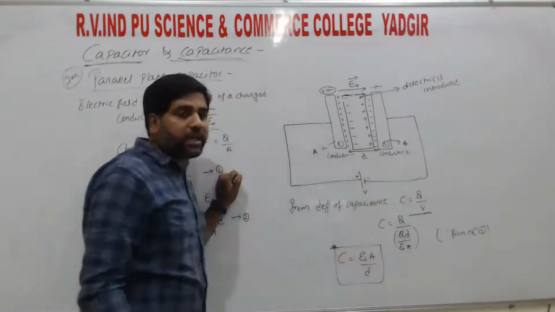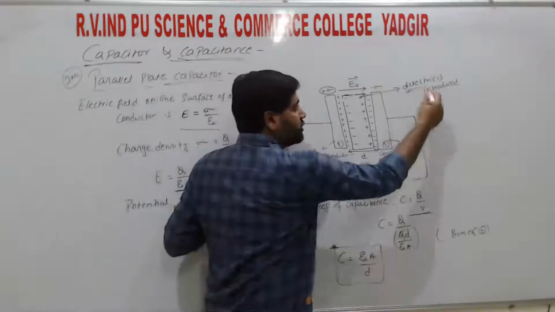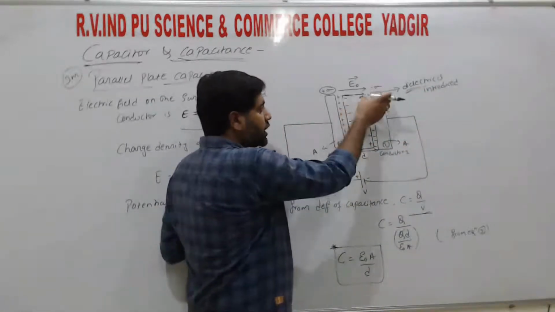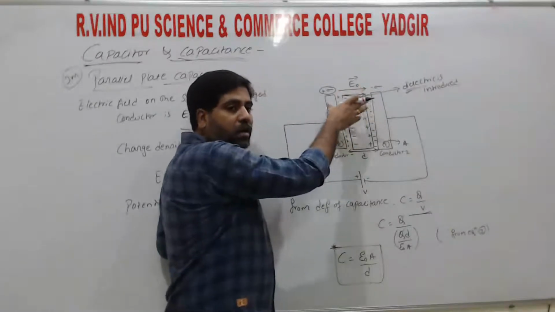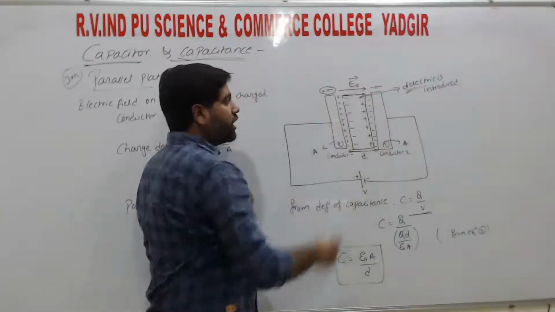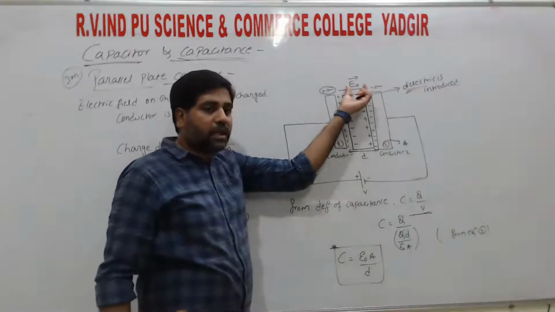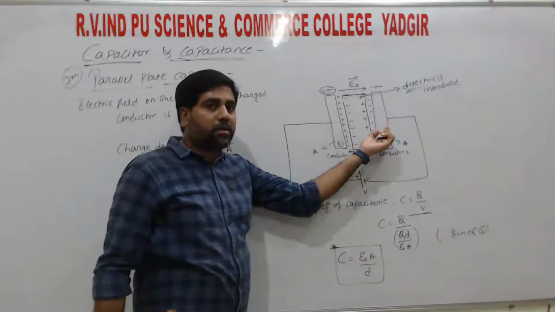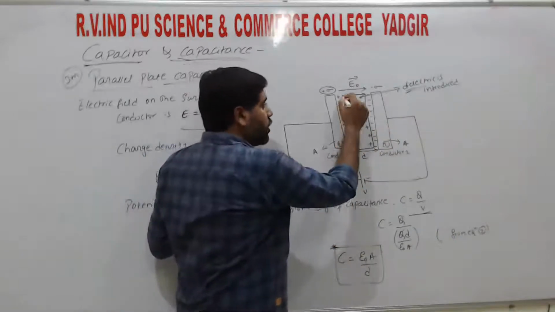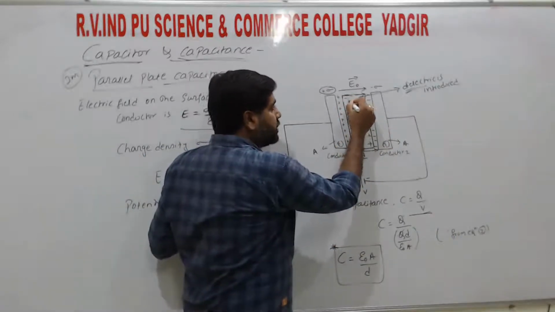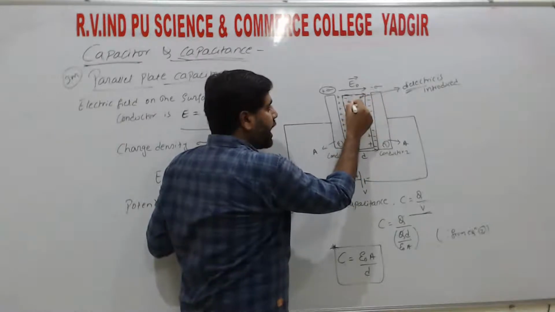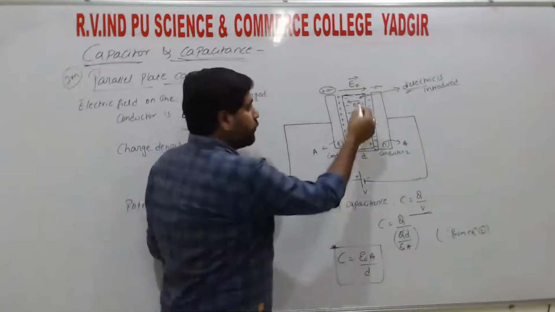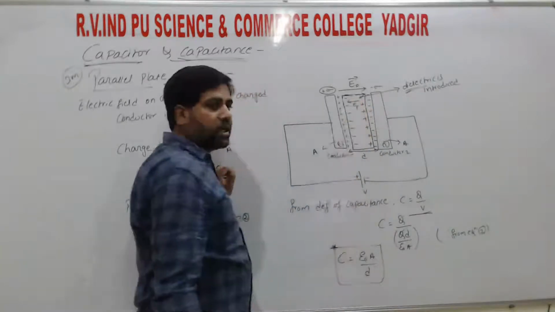So polarization takes place in the dielectrics, as we discussed in the previous class. When a dielectric is introduced in between, there is the external electric field E naught, due to the charges on conductor 1 and conductor 2. Now polarization takes place, and in between we have one more electric field, due to the polarization, from plus charge to minus charge.